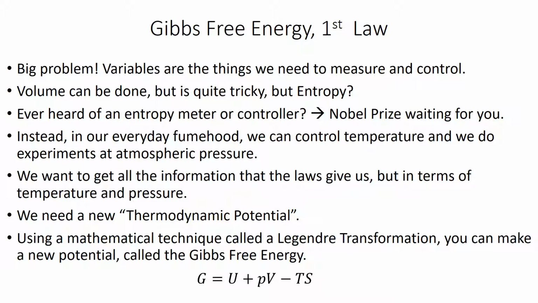And what you can do is apply a technique called a Legendre transformation, and that way create a new potential. What we call that new potential is the Gibbs free energy. And here it is written for you. G, the Gibbs free energy, is equal to the internal energy plus pressure times volume minus temperature times entropy.